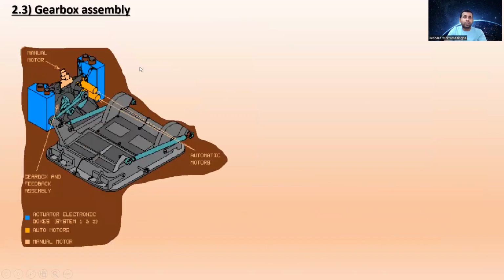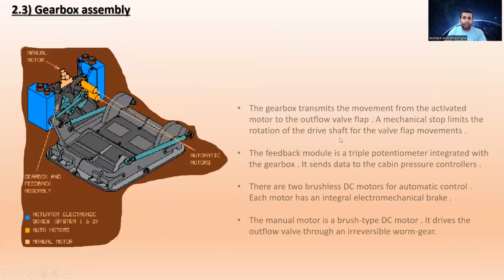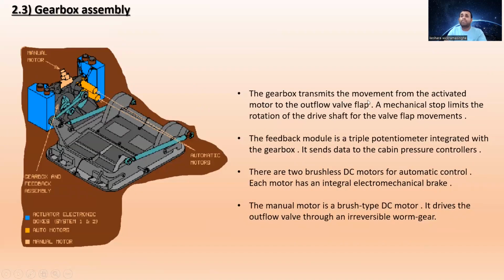Now let's go to the gearbox assembly. The gearbox transmits the movement from the activated motor to the outflow valve flap. A mechanical stop limits the rotation of the drive shaft for the valve flap movement.